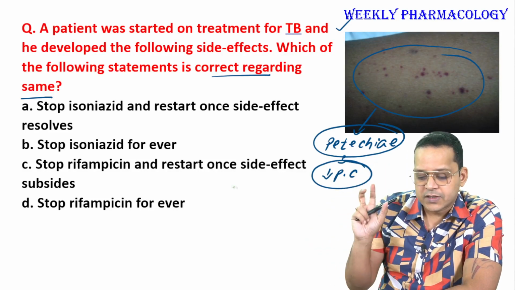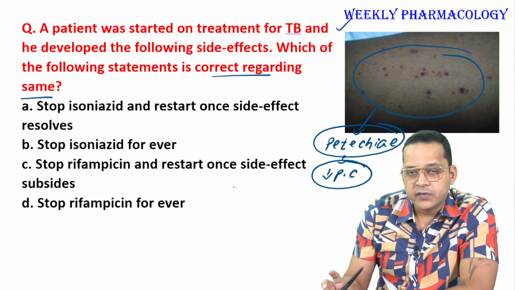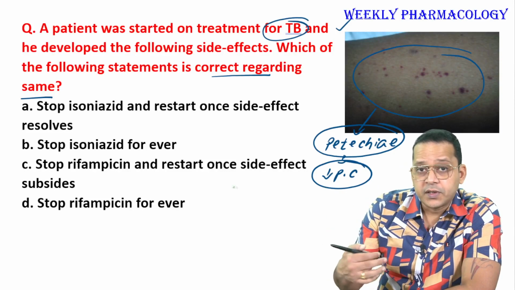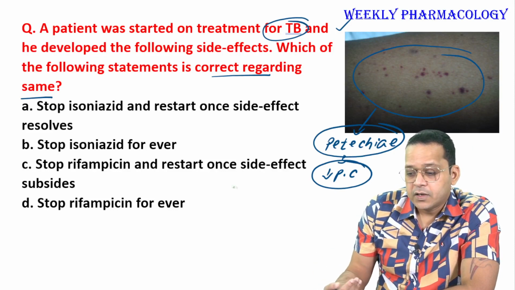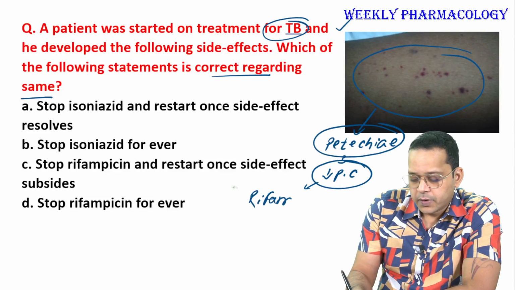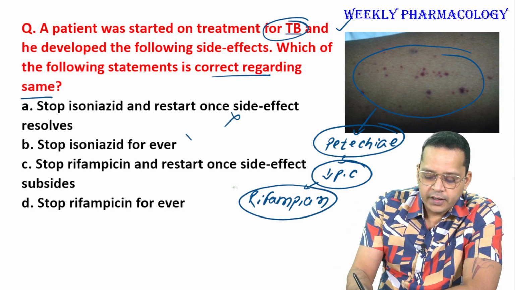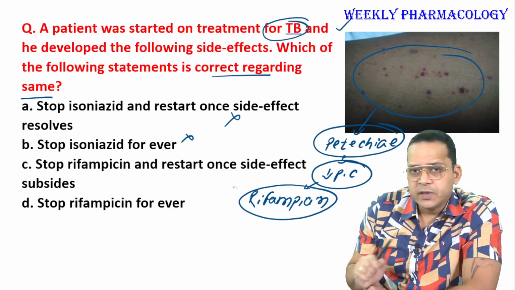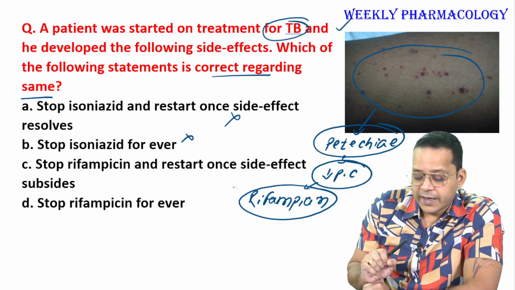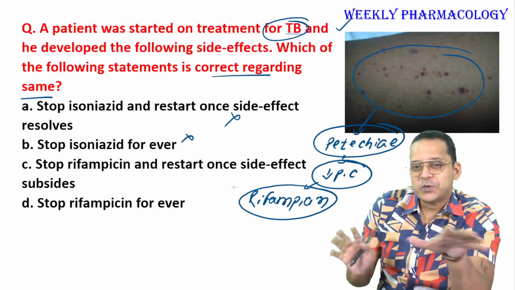So the first thing I need to understand is that thrombocytopenia is the reason why this patient is having petechiae. And it has been caused by which drugs? Drugs used for TB. Obviously, we started on first line. Now, which drug can cause this? It can be caused by rifampicin. So, two options are gone. A and B are gone, right? Now, I'm remaining with C and D. Which one do you think is the answer? C, stop rifampicin and restart once side effect subsides. D, stop rifampicin forever. Now, I think it should be a cakewalk.